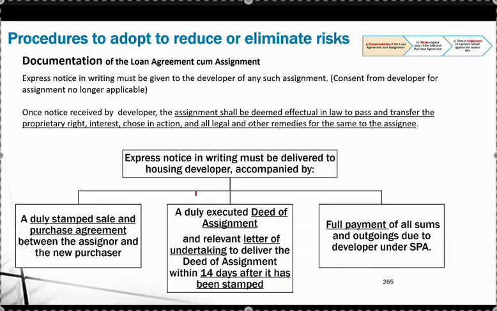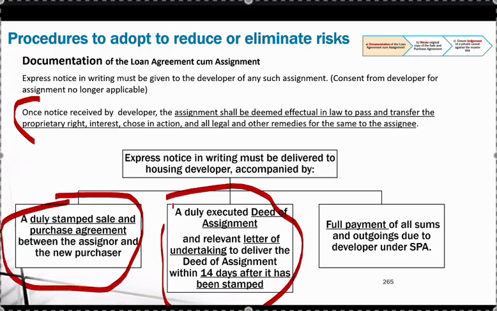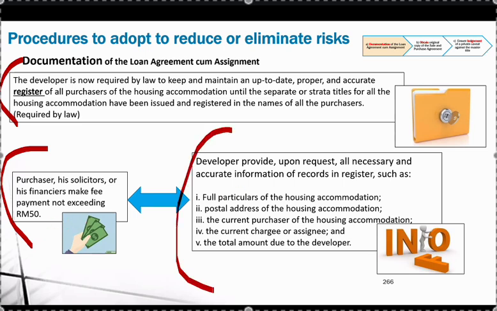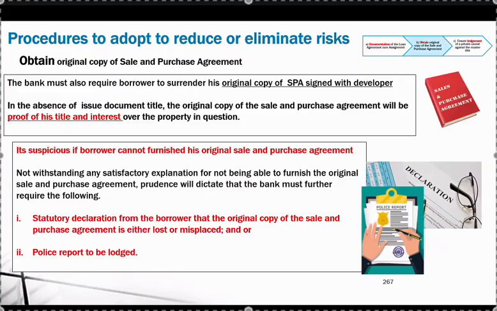So D stands for documentation of LACA. As long as you give notice to the developer, it is by law, they have to keep the records, and you give all these documents to the developer here, here, and here. As long as you give all these records, the developer must register all this title. All this lawyer fees, $50 you pay, they will have to provide all this information. And that's the law for the developer.